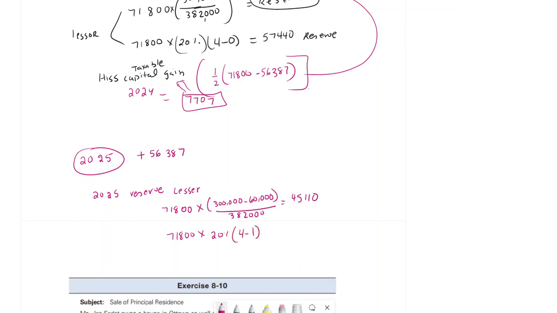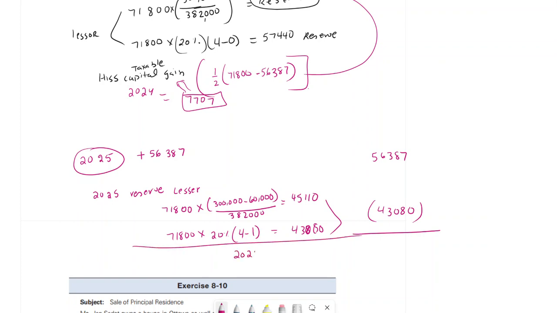Now 1 year has gone by, and that will give me 43,080. The lesser of those two is 43,080. So when you do that, I add back 56,387, and this is the lesser reserve that we're allowed to deduct. And we will have a capital gain for the year 2025 of 31,337, and half of that will be my taxable, and the question asks for your taxable capital gain.